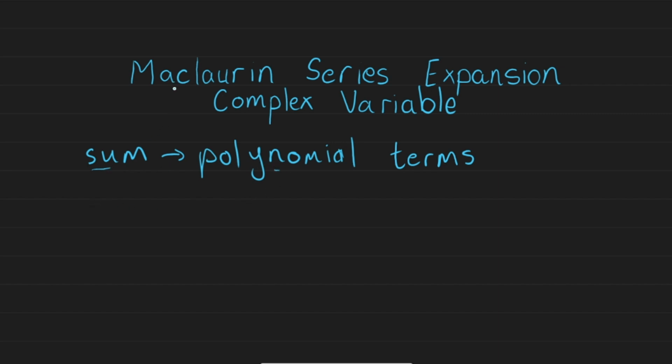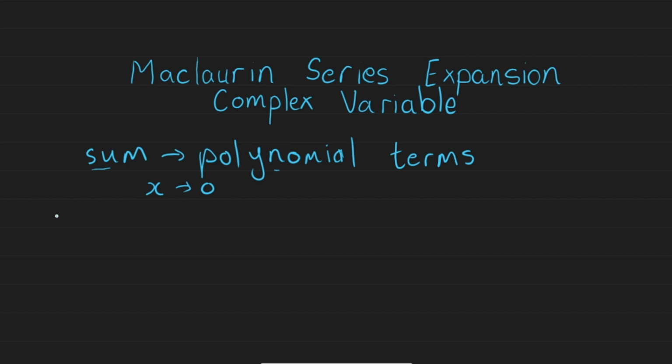So the Maclaurin series is actually a specific case of the Taylor series. The Maclaurin series is applied for a value of x where it's near 0. So we would apply the Maclaurin series for where x is near 0.